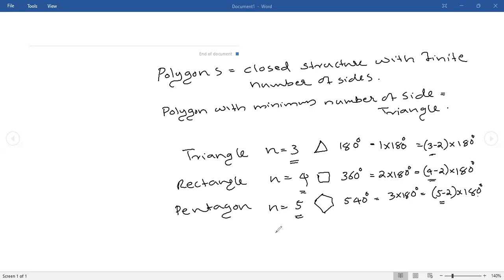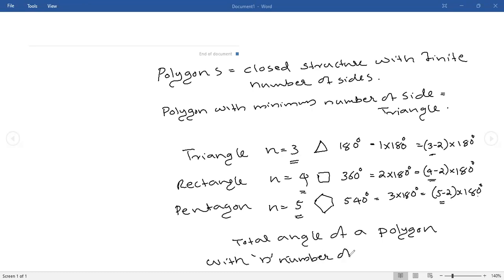So I can make an equation from this. The total angle of a polygon with n number of sides will be equal to n minus 2 into 180 degrees. Was this clear? N minus 2 into 180 degrees. Clear? Yes, sir. Okay.